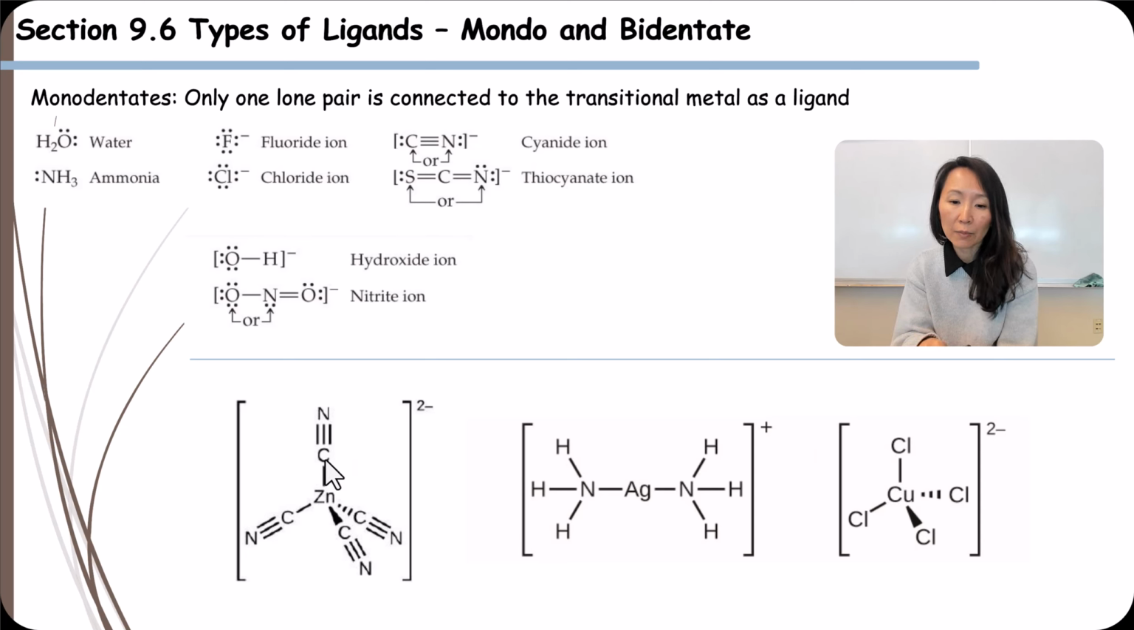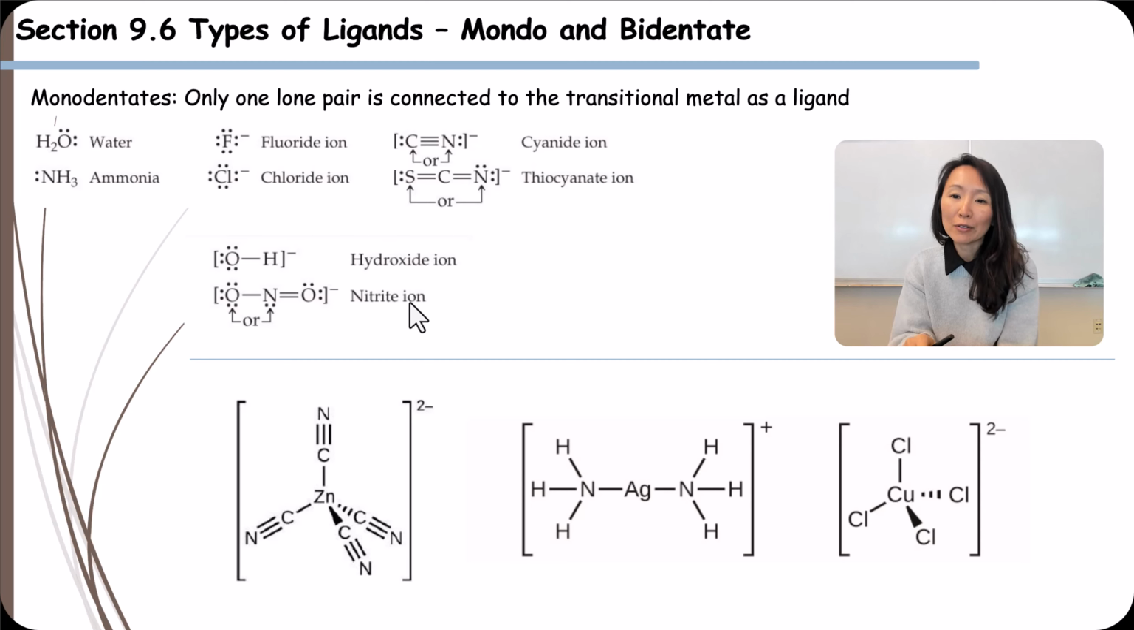Let's look at the cyanide ion. It's connected from the carbon, whereas silver here, it's connected from the nitrogen, from ammonia, and you have a copper that is attached to the chloride ion. Now, these are, again, all examples of monodentate. These are ligands that have the ability to attach to the transition metal by donating a pair of electrons. This list of monodentates is in your reference sheet.